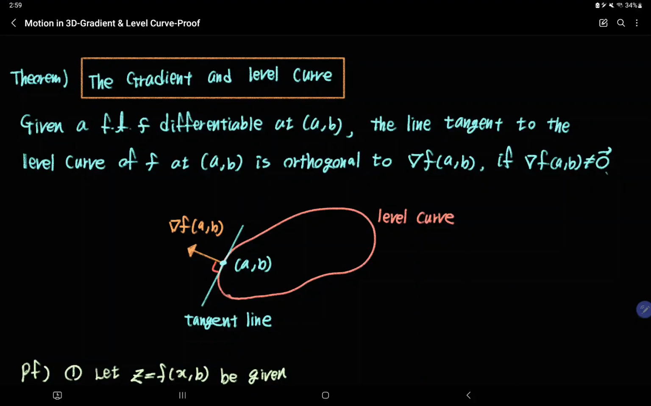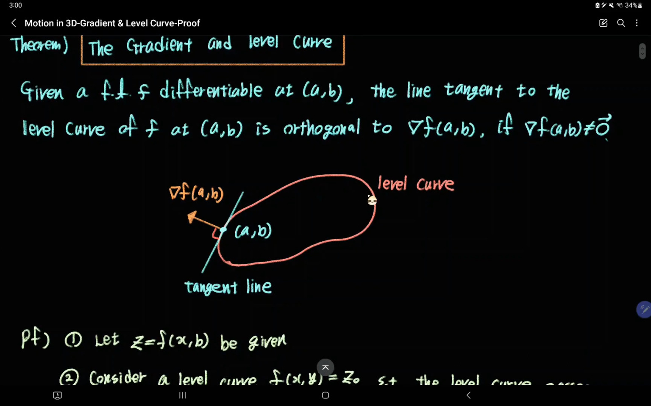Alright, welcome back. In this video, I'm going to prove the theorem, the gradient and level curve. Given function f, which is differentiable at (a, b), the line tangent to the level curve of f at (a, b) is orthogonal to gradient f at (a, b), provided that gradient f is not equal to the zero vector.